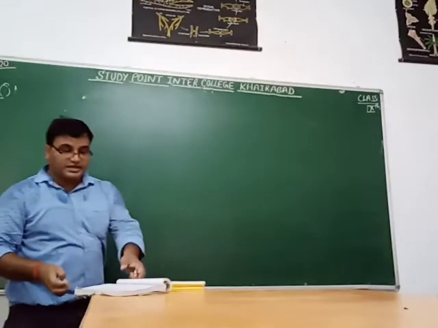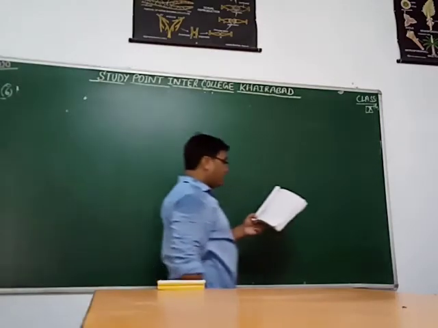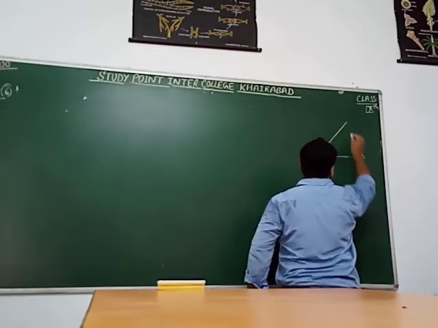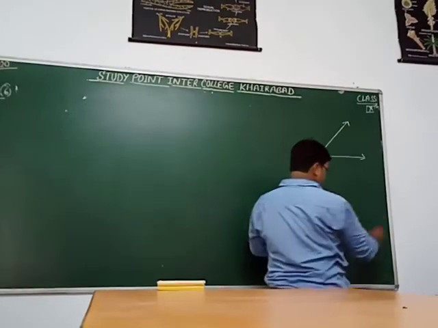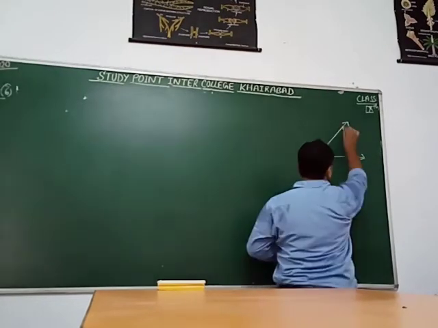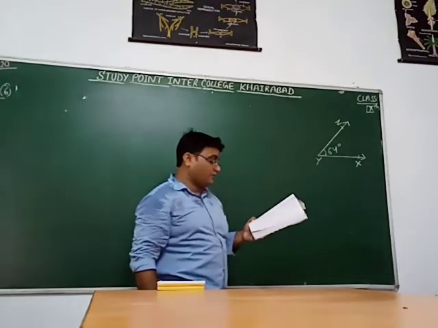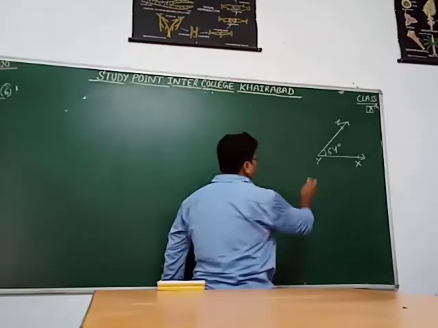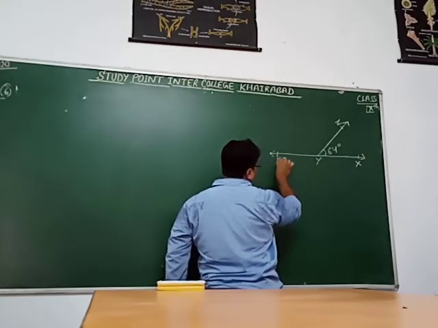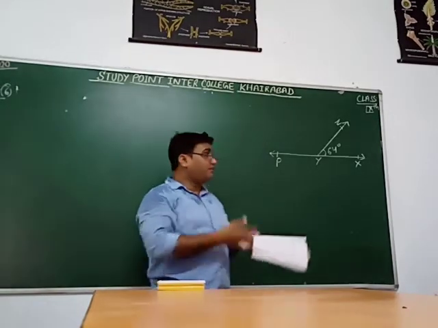Question number 6. It is given that angle XYZ is 64, and XY is produced to point P. Draw a figure from the given information.